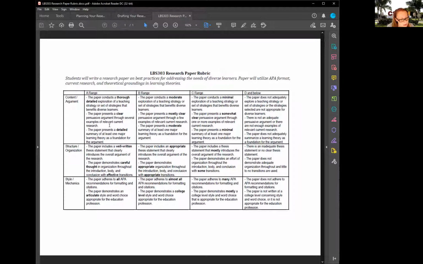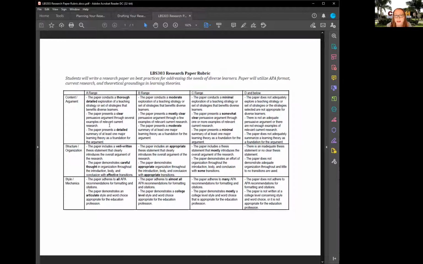The next thing here under structure and organization says the paper demonstrates a careful thought and organization throughout the introduction, body, and conclusion with effective transitions. So careful thought in organization means that I've really thought about what order this should go in. I've planned it out. It doesn't feel like I'm just citing all my sources in a list and summarizing them. That's what an annotated bibliography does for you.